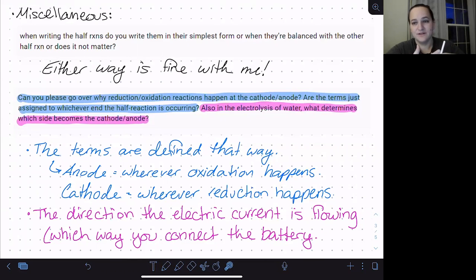So in an electrolysis setup, it's just whichever way that battery is inserted, if you're thinking about it being on battery power, but whichever way the current is flowing.